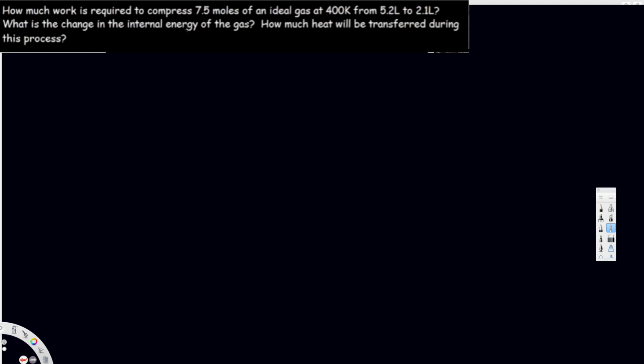But before we go for that, if you notice, this is the temperature right here. It's constant, so it means this is an isothermal process. In an isothermal process, delta U is equal to 0, right? So this answers the second question. The second question is asking what is the change in internal energy?